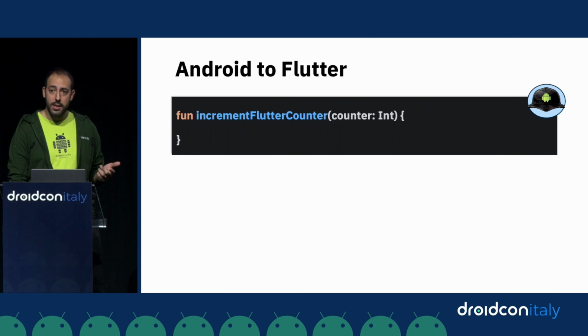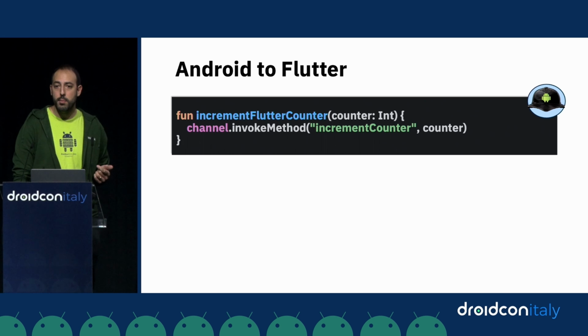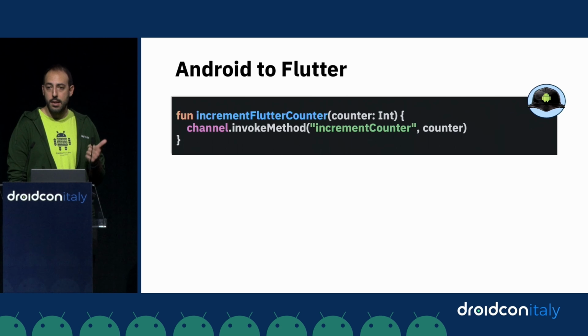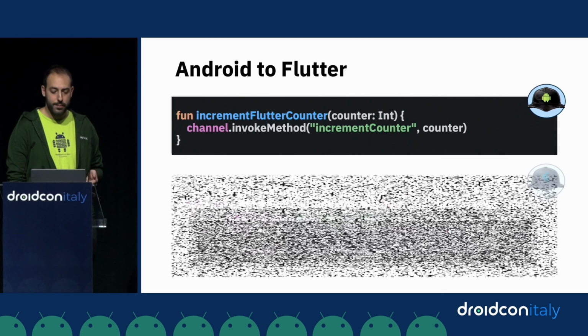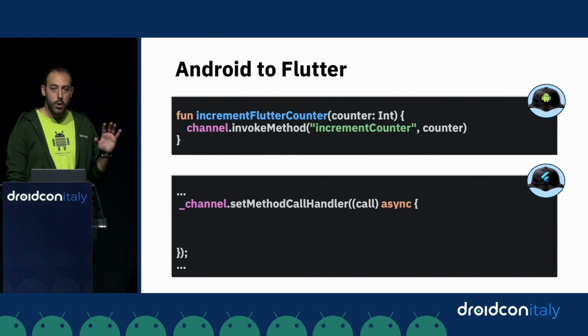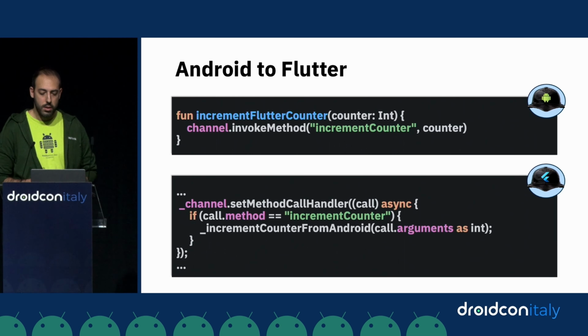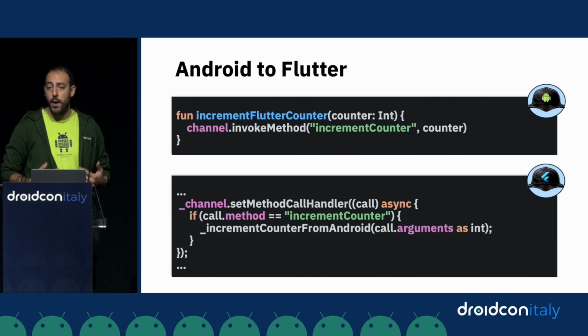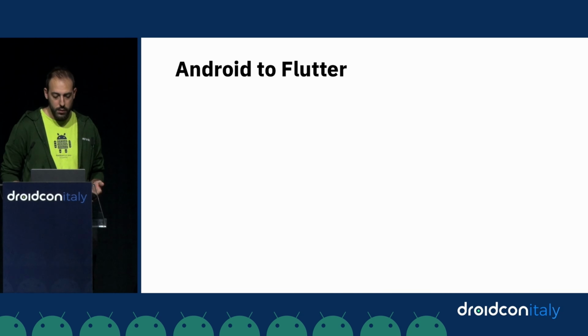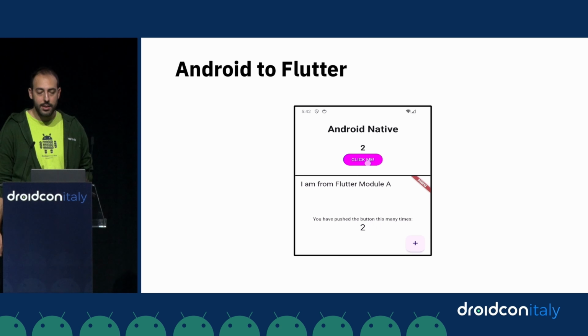So on the Android side we can do the first thing, increment Flutter counter. So from Android we increment on Flutter. So we invoke the method, which is called as we want, incrementCounter for example, it's totally arbitrary, it's a string. And on the Flutter side, we are listening to that method, incrementCounter, and then when it's triggered, we can call our function to increment the counter. And you have something like that, basically. Easy.